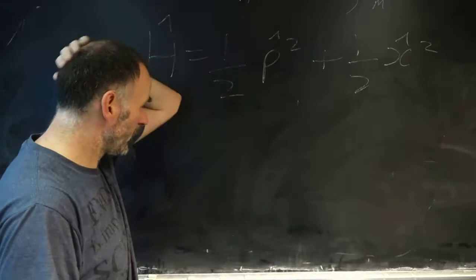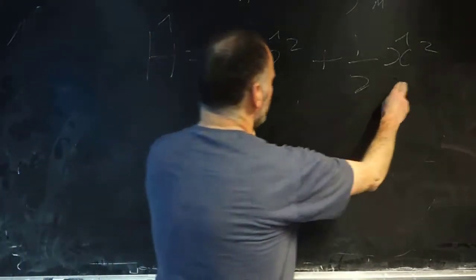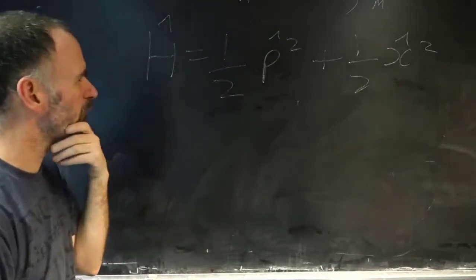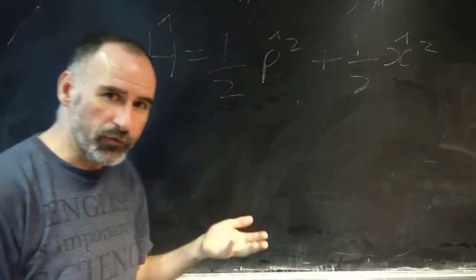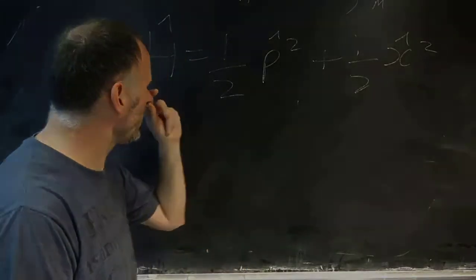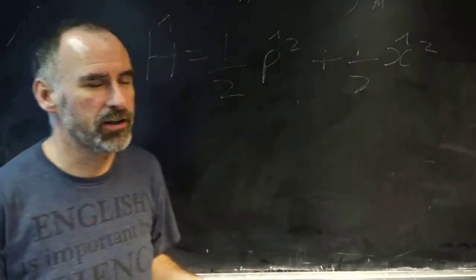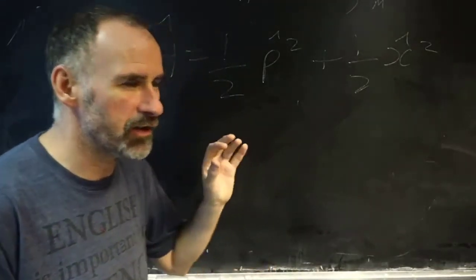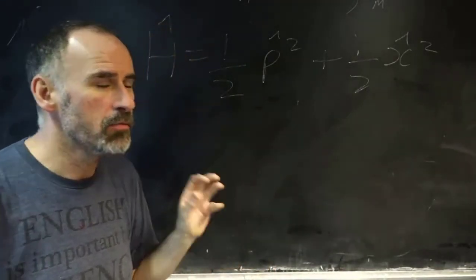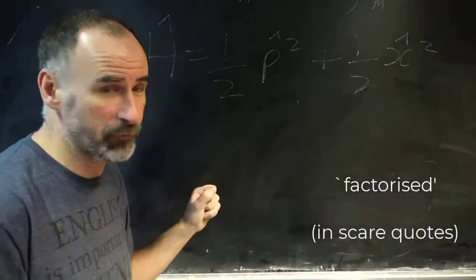We look at this and we go, well, okay, if those were just numbers, if they were just standard variables, we could factorize this. They're not variables, they're operators, so we have to be careful in terms of the order in which we apply them. But can we factorize this, or can we do something that looks like factorization? Well, we can do something that looks like factorization. We can't quite factorize it, but we can get it factorized to the point where it's very, very helpful.